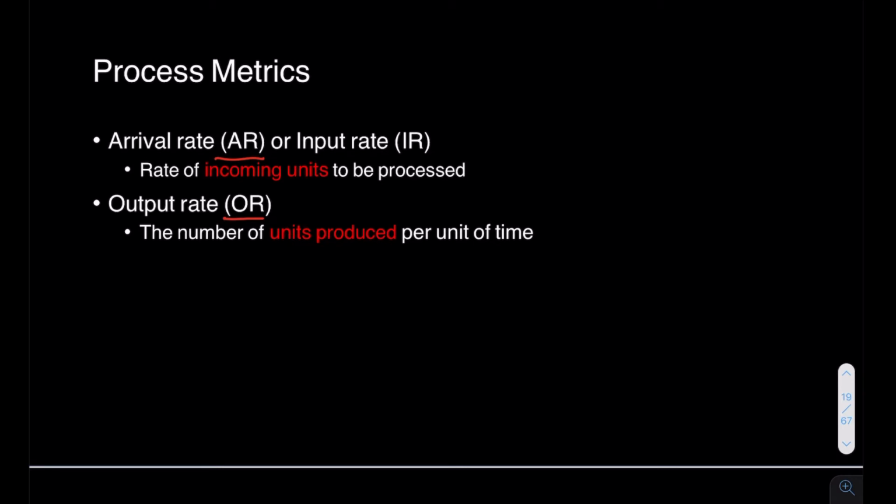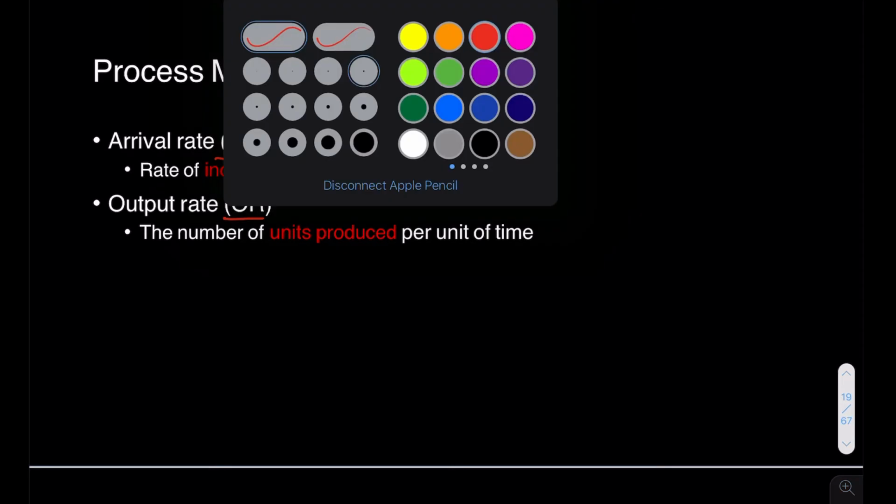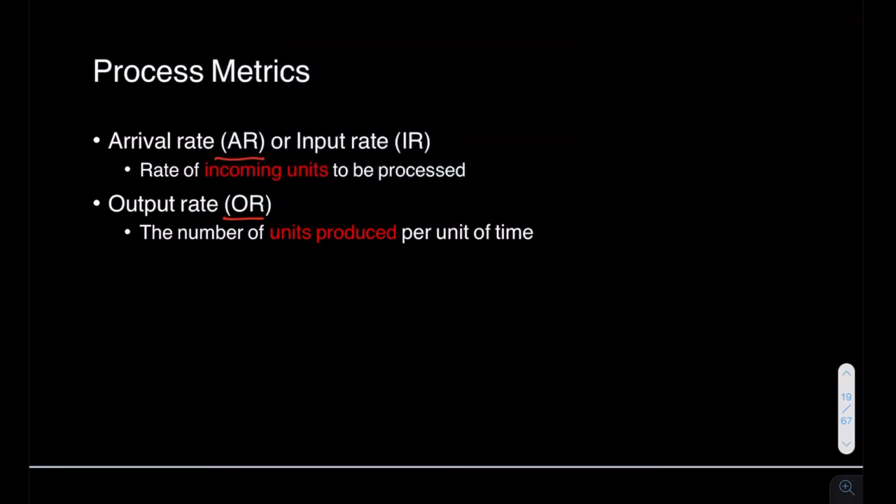However, it's not just the number of units. You have to note that we are looking at, in a given time, how many units are entering the process. Again, output rate: in a given time, how many units are being produced by the process. That is arrival rate and output rate. Okay, so where can you measure this arrival rate and the output rate?